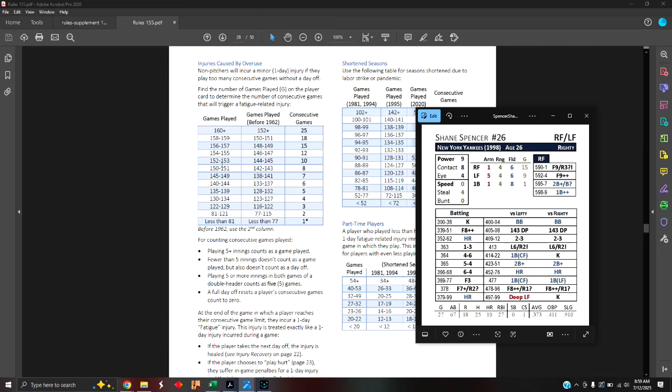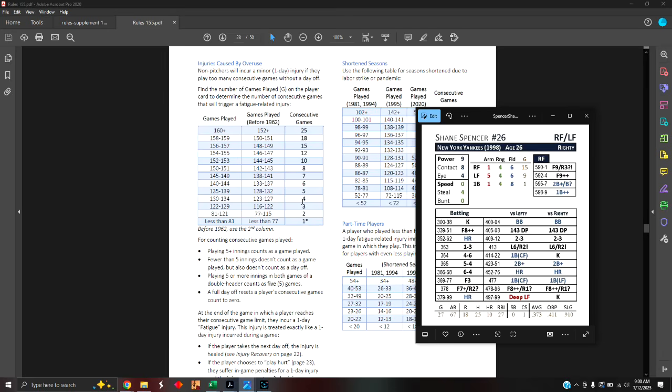So, you look at the number of games played on this chart, and it shows you how many consecutive games a player can play. And if they play that number of consecutive games, they trigger a fatigue-related injury. Okay, so when counting consecutive games, it's 5 or more innings, like we talked about before. So fewer than 5 innings doesn't count as a game, but doesn't count as a day off either. Okay, so it doesn't reset the clock, but it doesn't add 1 to the number of consecutive games played.